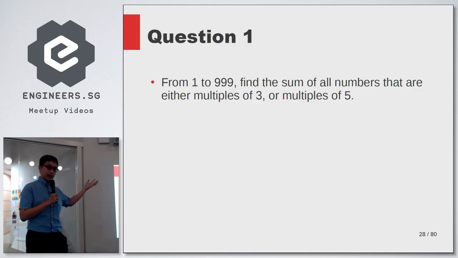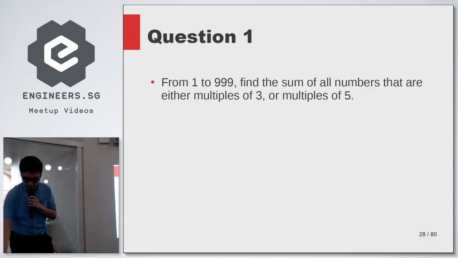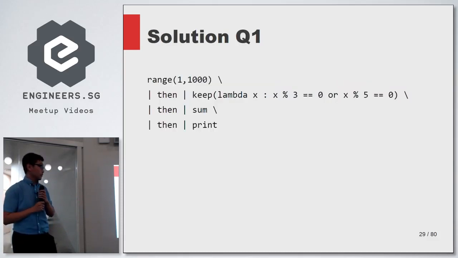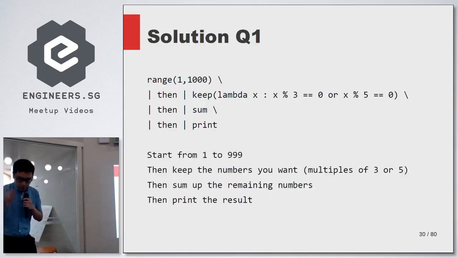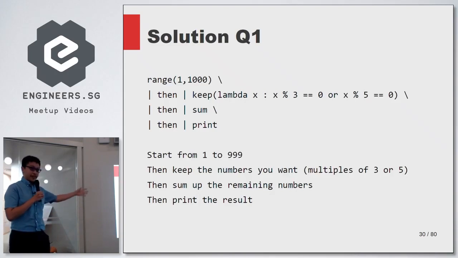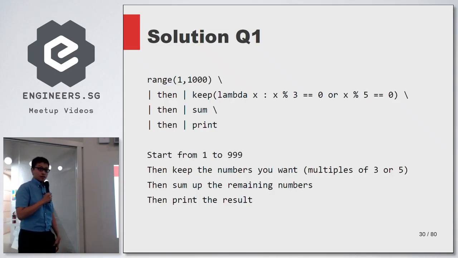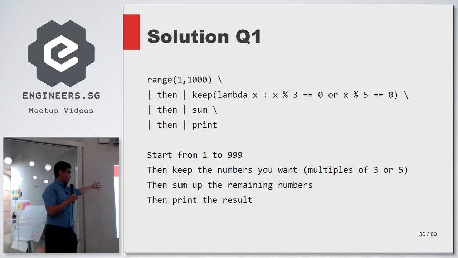I try to import the techniques from the language F#. My code would look something like this. This is my code. I'll leave it here for a few seconds. The key benefit of this code is that you can see a line-by-line translation with the English language. On top is the actual Python code. Below is the English translation. I start off with this list. I keep the numbers that I want, and then I sum it up, and then I print out the result.